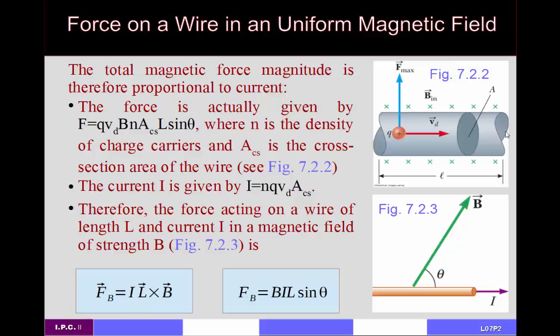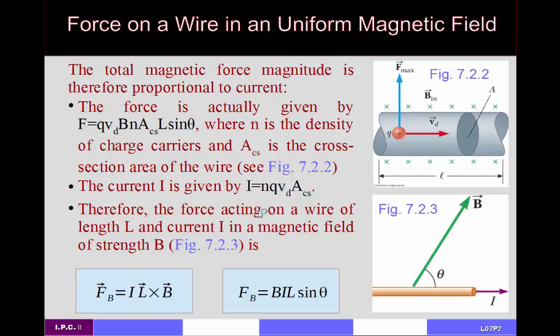L is the length of the wire, because the actual force needs to be a charge times a field times a speed times the sine of theta. The length of the wire times the cross-sectional area of the wire gives the volume of the wire, which gives the total number of charge carriers when multiplied by the charge density. And so again, the current is q v_d n A.